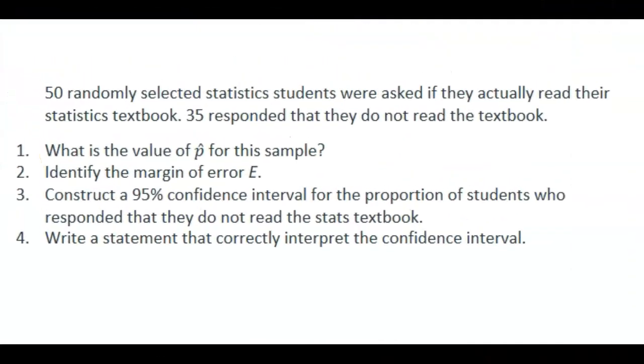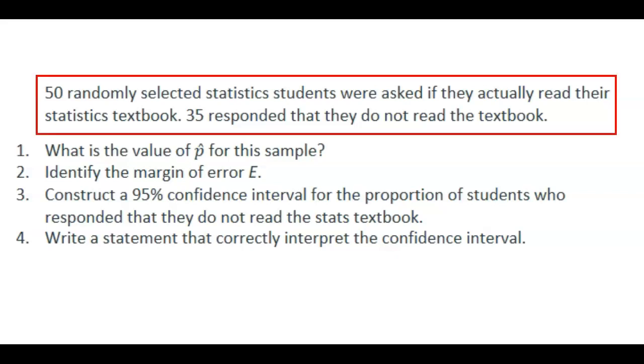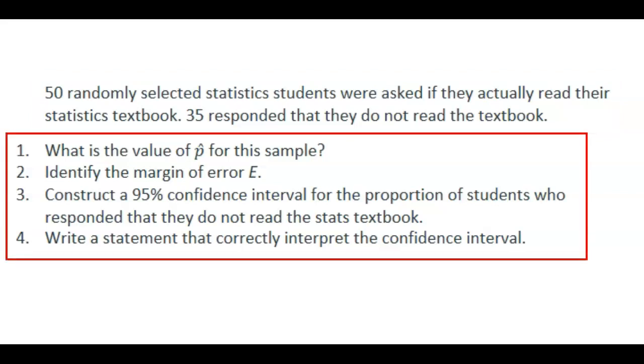This problem consists of 4 parts. Let's read the problem. 50 randomly selected statistics students were asked if they actually read their statistics textbook. 35 responded that they do not read the textbook. Part 1. What is the value of p hat for this sample? Part 2. Identify the margin of error E. Part 3. Construct a 95% confidence interval for the proportion of students who responded that they do not read their stats textbook. Part 4. Write a statement that correctly interprets the confidence interval.